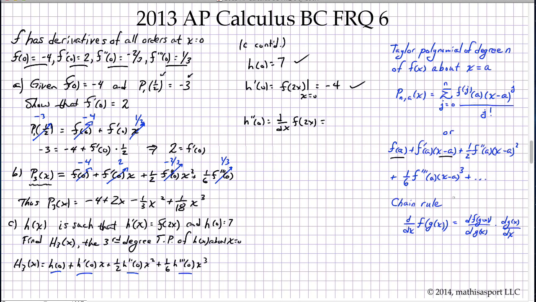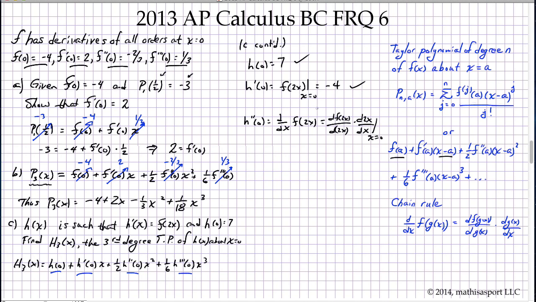Now we have to think carefully about the chain rule, which tells us that first we have to differentiate the entire expression with respect to the inner function, and then multiply it by the derivative of the inner function with respect to x. In this case, that means we're taking the derivative of f of 2x with respect to 2x times the derivative of 2x with respect to x. All of this has to be calculated at x equals 0.